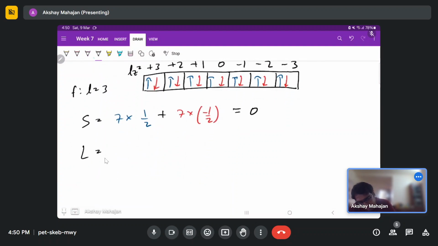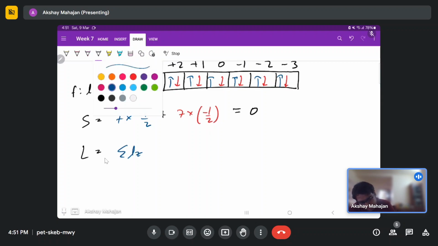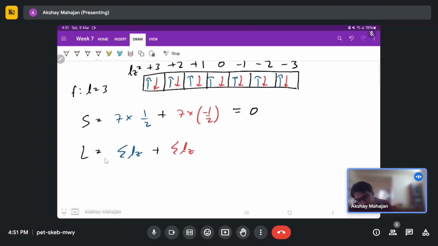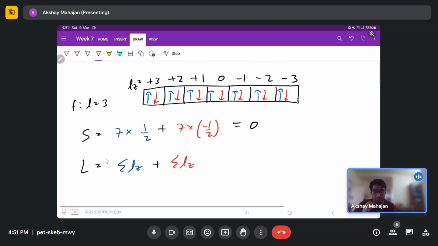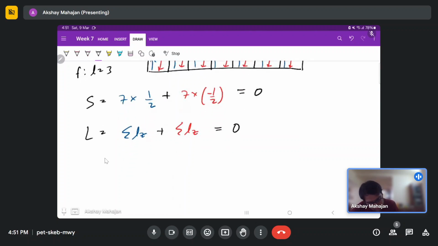So in this case, as you can see, capital S value will be equal to 0, and L also will be the summation of the Lz values of the spin up ones, then the spin down ones. You can see the summation will be plus 3 plus 2 plus 1 minus 1 minus 2 minus 3 for both of them. So if we sum all these numbers, that will be 0. 0 plus 0 is equal to 0.